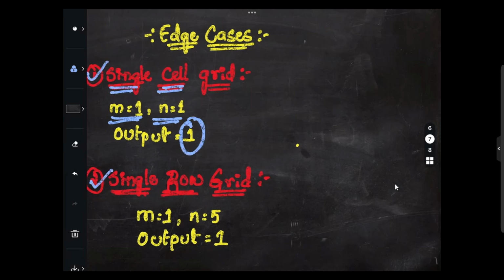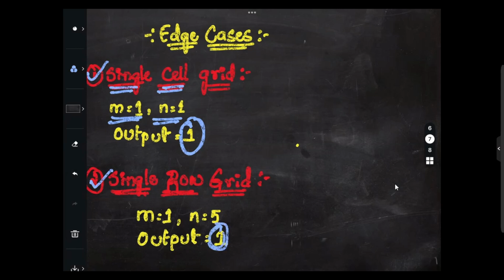Let's go with the second edge case, the single row grid, right? Here we have m equals 1, n equals 5. n equals 5 means we have one row but five columns. So it can only move right, only one path exists here, so the output will quite obviously be 1, right?